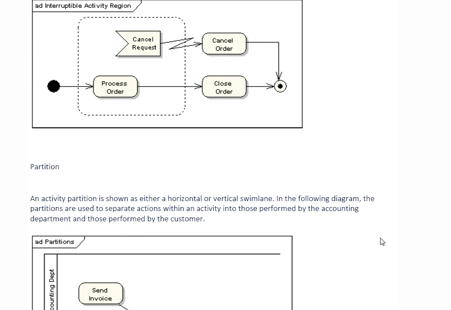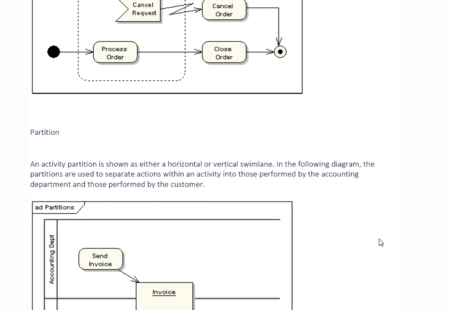Partition. An activity partition is shown as either a horizontal or vertical swim lane. In the following diagram, the partitions are used to separate actions within an activity into those performed by the accounting department and those performed by the customer.